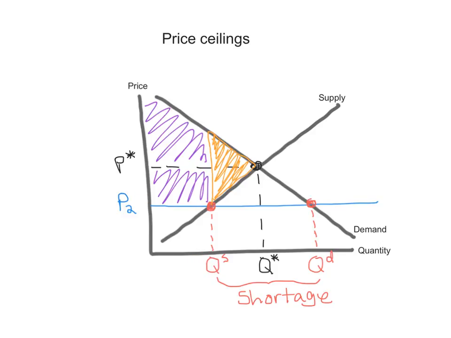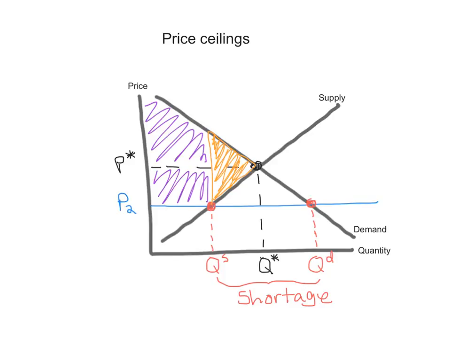But note that there's several consumers, everything between here and here, who don't get to buy the product at all due to the shortage. So for consumer surplus, there's sort of this ambiguous effect. Some consumers are better off, but some are worse off. But from the producer side, producers are unambiguously worse off.